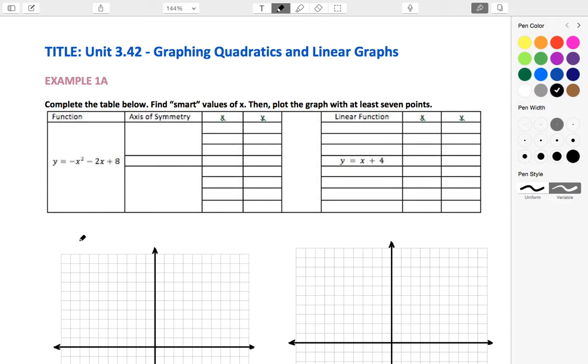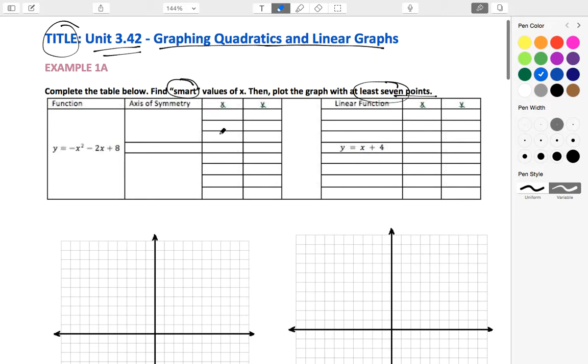All right, I'm just going to go really fast in this area because we did this in class, but what you want to do is title your notes Unit 3.42, Graphing Quadratics and Linear Graphs. Now, example 1a says, complete the table below. Find smart values of x, then plot the graph with at least 7 points. In this video, I'm not going to plot all 7, but I do expect you to have that in your homework.